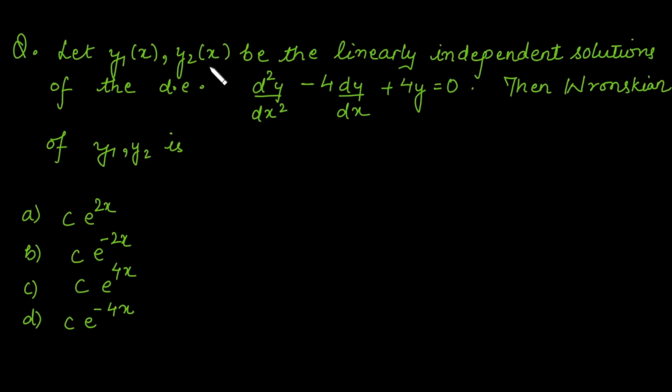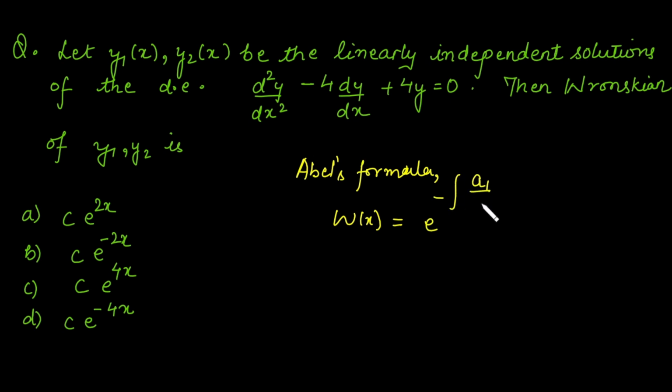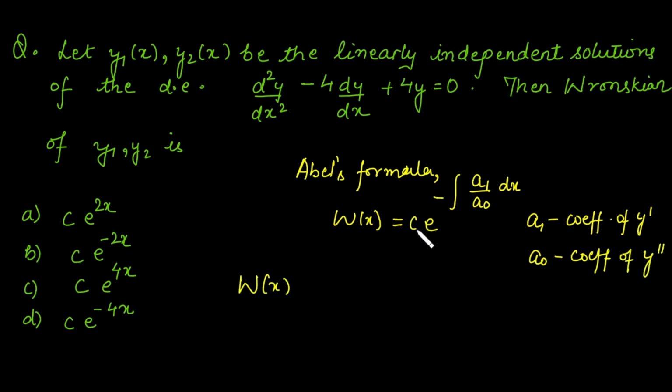Next question is, let y1, y2 be the linearly independent solutions of this differential equation. Then what is the Wronskian in this case? Whenever we have the differential equation and the Wronskian is given in the form of a constant, we can use Abel's formula directly. According to Abel's formula, the Wronskian of the second order differential equation is written as e raised to power minus a1 upon a naught into dx, where a1 is the coefficient of the first order derivative and a naught is the coefficient of the second order derivative. That is a constant multiple of this.